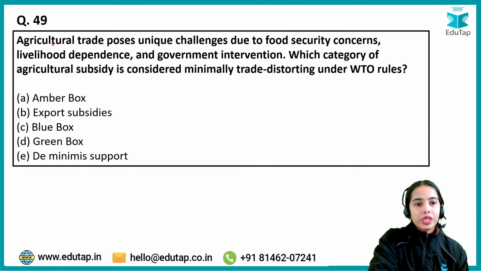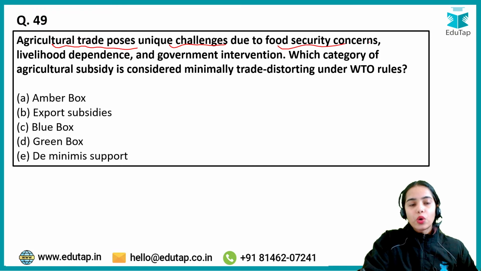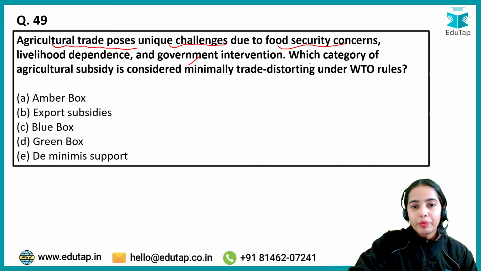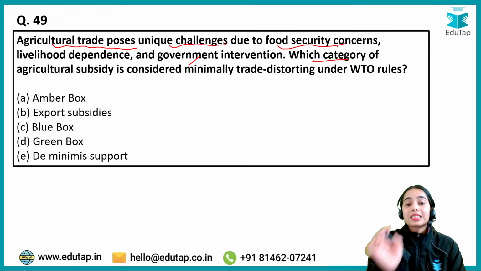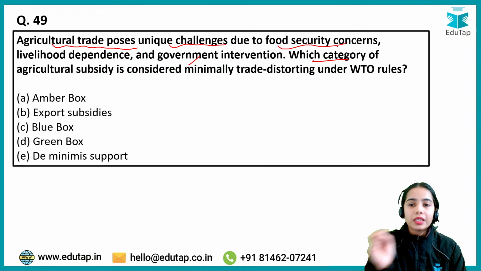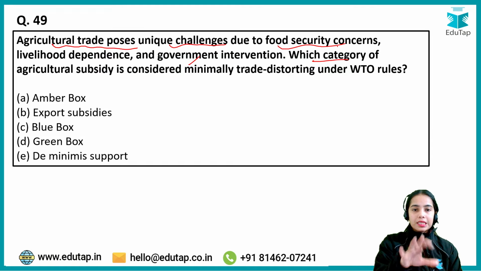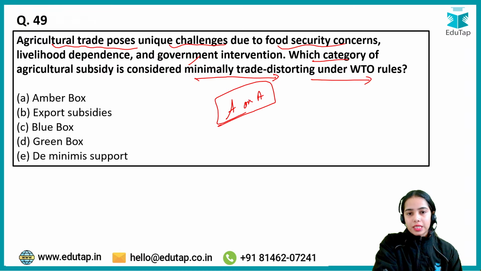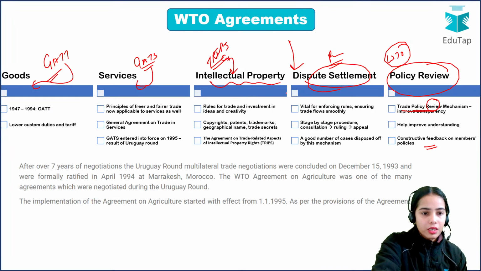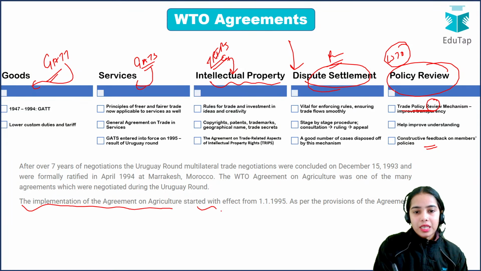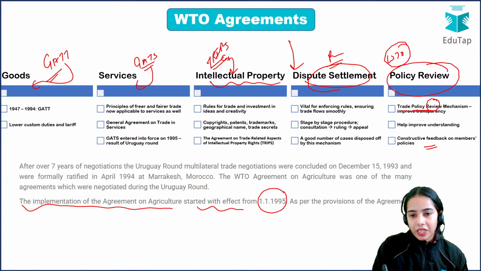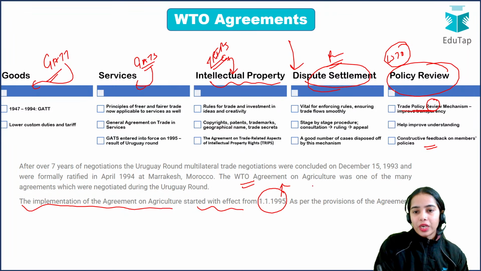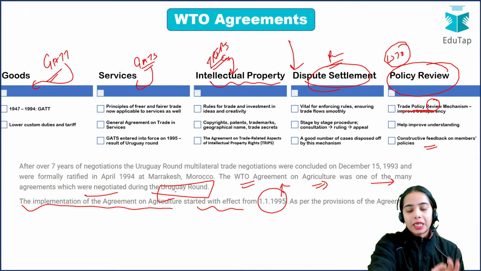Chalo. Agricultural trade poses unique challenges due to food security concerns, livelihood dependence, and government intervention. Which category of agriculture subsidy is considered minimally trade distorting under the WTO rules? In the Agreement on Agriculture, the implementation started with effect from 1st January 1995. The WTO Agreement on Agriculture was one of the many agreements which were negotiated during the Uruguay Round. So the Agreement on Agriculture is important.